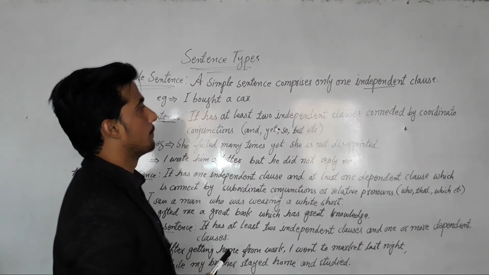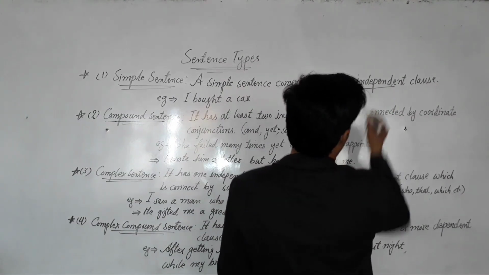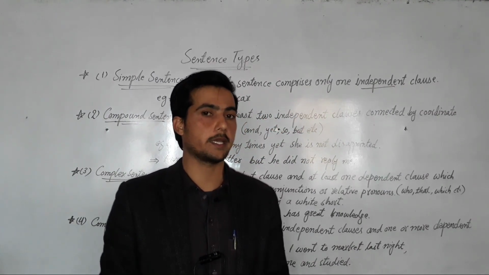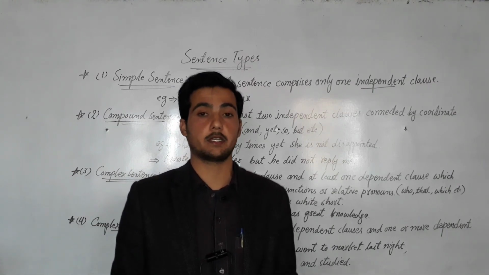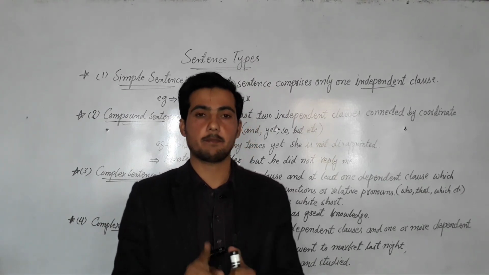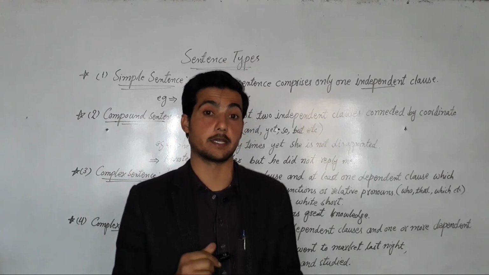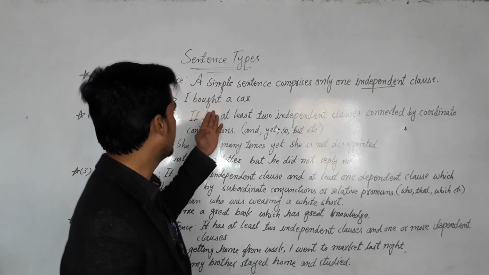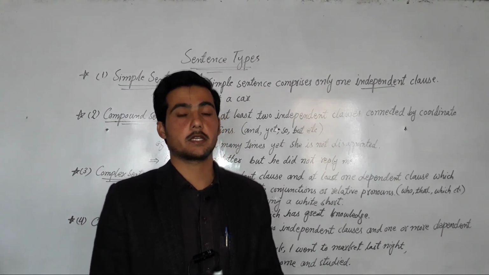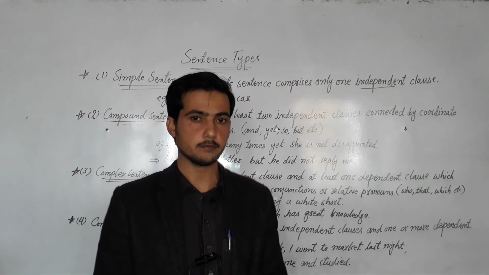A simple sentence comprises only one independent clause. So basically a simple sentence will be that kind of sentence which consists of only one independent clause. An independent clause is a clause that can stand alone as a sentence. For example, I bought a car. So you can see that it consists of only one clause. So that is why it is called simple sentence.